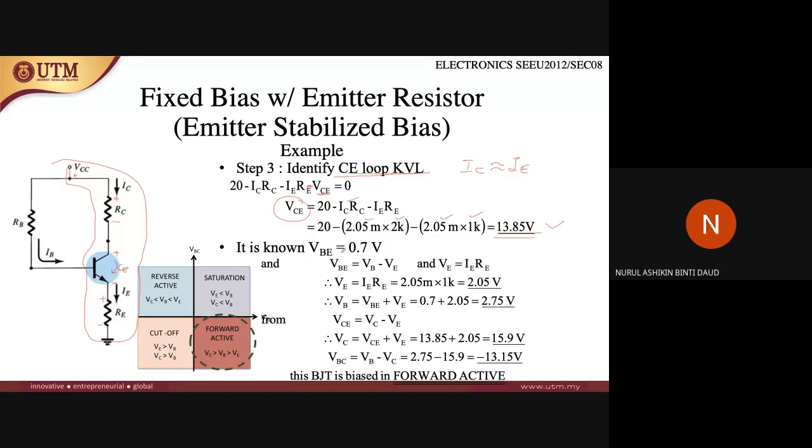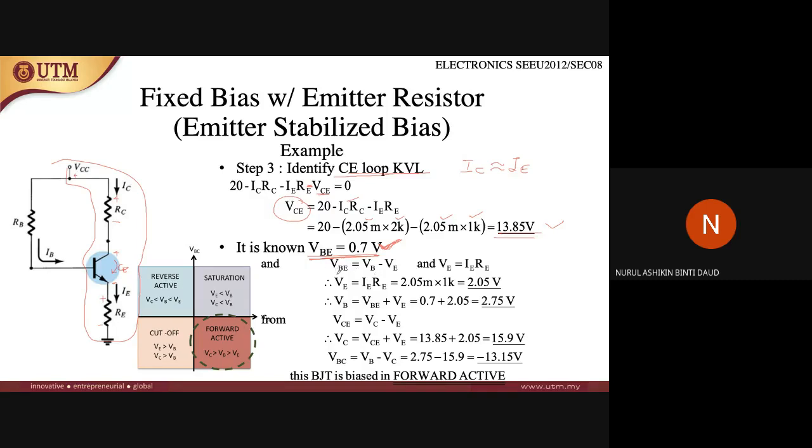It is known that VBE is 0.7, so you don't have to calculate VBE. If the question asks you to find the value of VBE, it is a bonus mark for you, because it is always known that if silicon is mentioned, VBE is 0.7 volts. You don't have to calculate it because this is common sense, what we have known before.